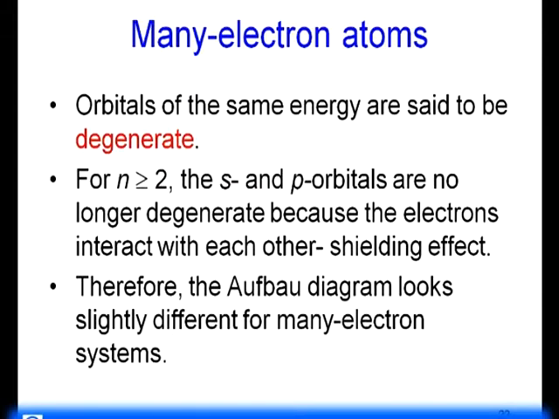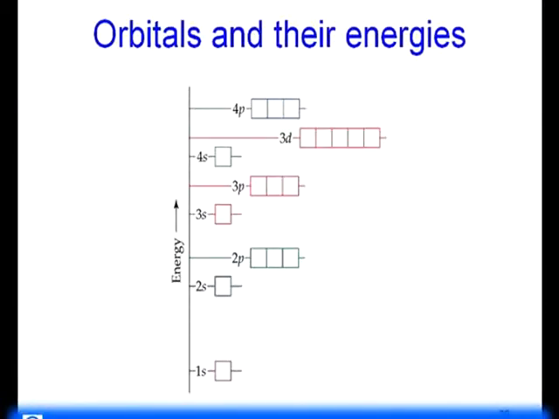And the energy diagram for a multi-electron atom will be something like this. You have the 1s orbital, then 2s slightly lower in energy as compared to 2p, similarly 3s, 3p, 3d, it is always in this order. 4s, 4p, 4d, 4f. This is the order in which the energy levels are distributed.